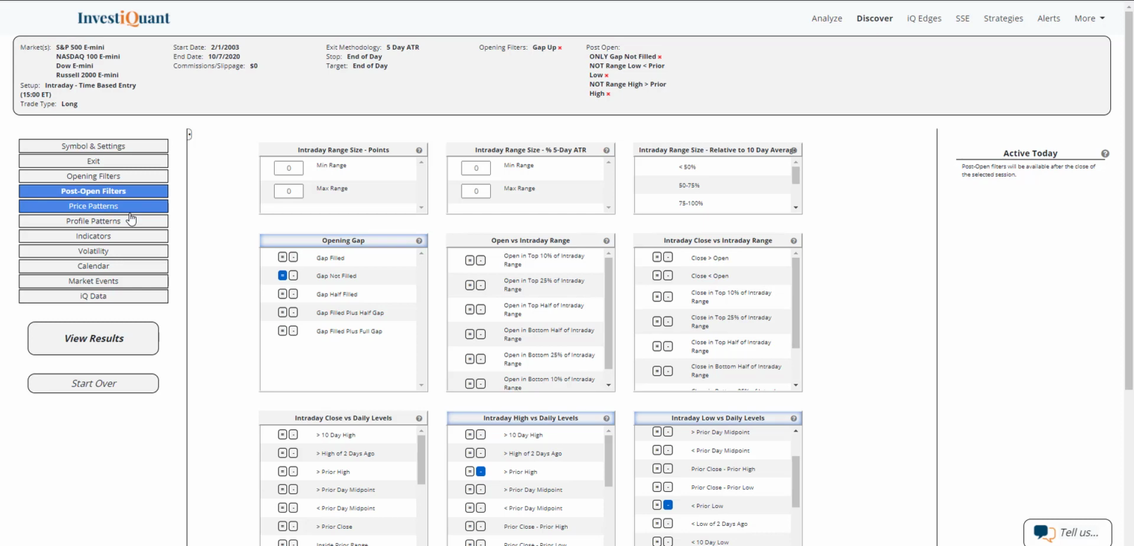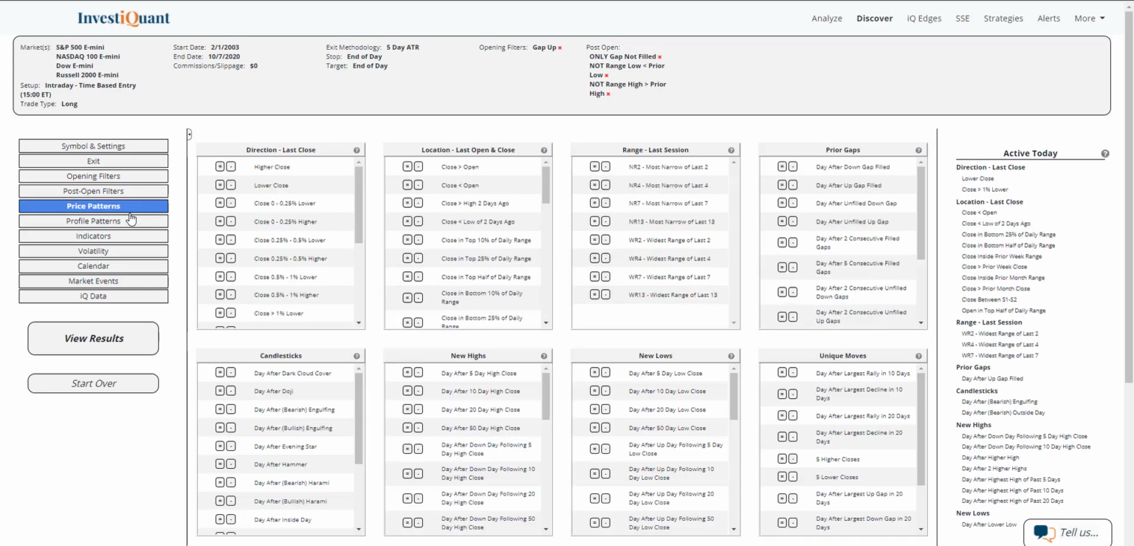Next, I want to go to the price patterns, and I want to put some context around what happened yesterday. And a couple ways to do that I'm looking at here is simply closing below the opening print. So if I come over to the active today, just hit close less than open. That means yesterday was a red candlestick. And then in addition to that, I'm going to go down to the range of the last session. I'm going to say yesterday was a WR4. It was technically a WR7, but I'm going to keep a little bit more samples and go with WR4.